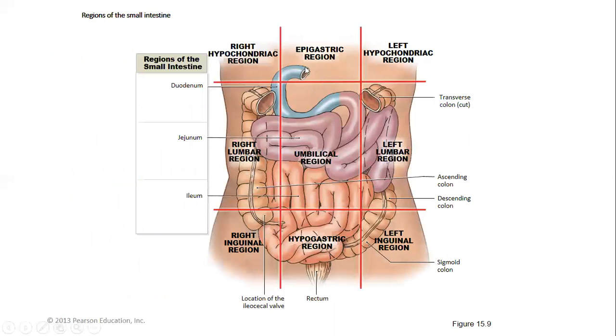You can see right here's the duodenum, takes a turn. The jejunum is this smashed section in here, and then the ileum is the distalmost portion that ends here at the ileocecal valve, right? This kind of pouch here is the cecum, the first part of the large intestine with your appendix there.